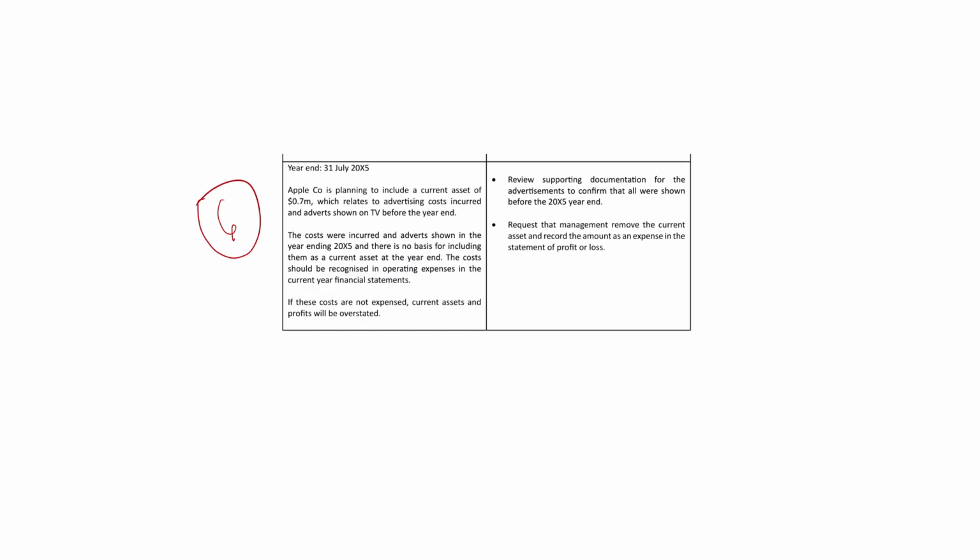So for the next one, similar to what we just did, they are including a current asset of 0.7 million relating to advertising costs, which were incurred and ads were shown before the year end. There's nothing new. The risk is instead of an asset, this should be an expense. And if you don't book this as an expense, your assets and profit are going to be overstated. Exactly the same response. My plan is to confirm the ads were shown before the year end, and I'm going to ask the management to reverse the asset and other income.